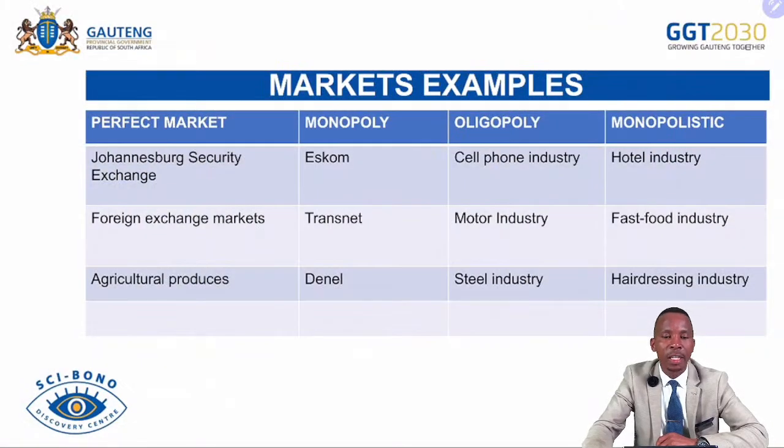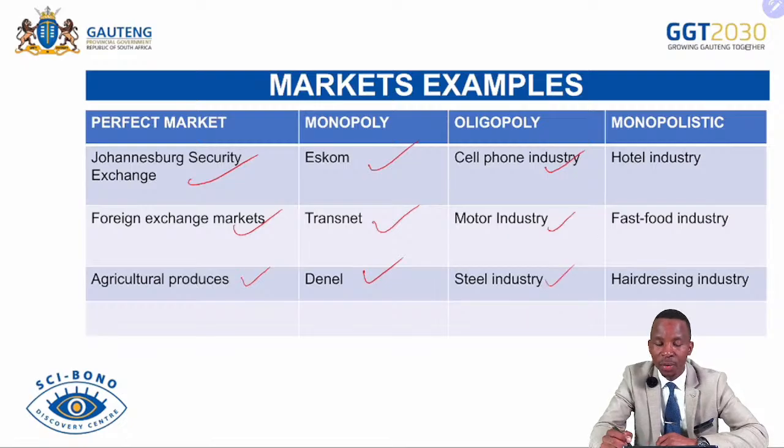Remember the following. These are your markets: perfect market, monopoly, oligopoly, and monopolistic. You must always remember these examples for the lower order. Under perfect market, our examples are the Johannesburg Security Exchange, foreign exchange market, and agricultural produce. For the monopoly, Eskom, Transnet, and Denel. Oligopoly: cell phone industry, motoring industry, steel industry. There are so many that we can list. Monopolistic: hotel industry, fast food industry, hairdressing industry, and many more. So be able to provide those examples in case they're required.